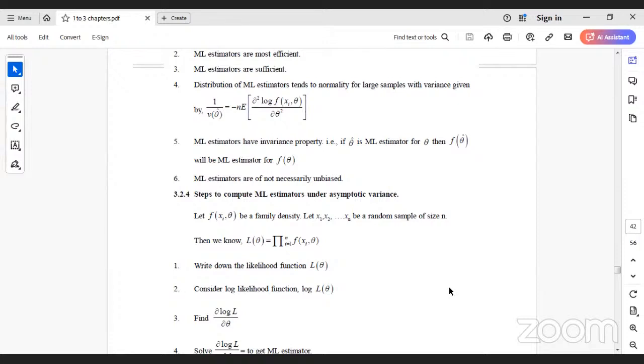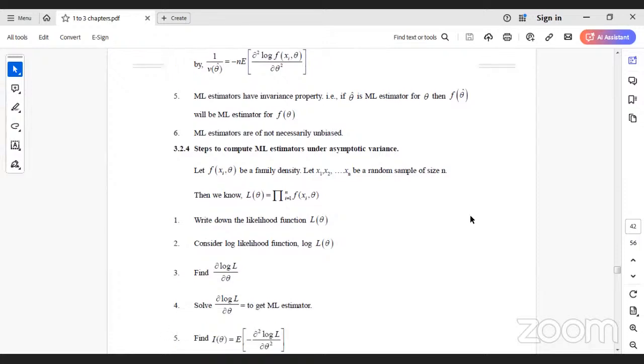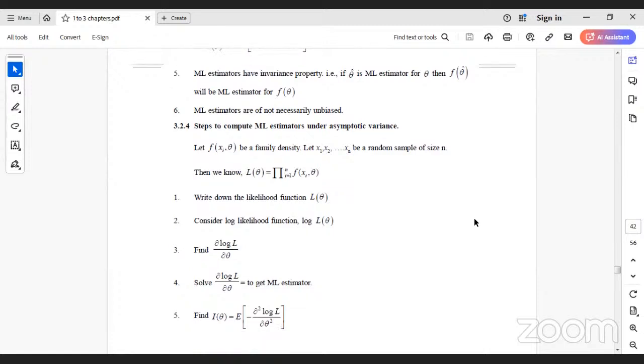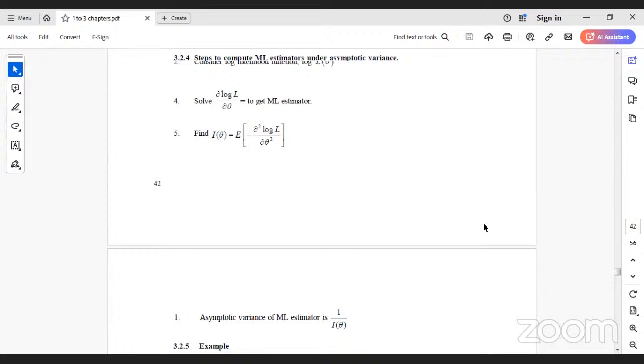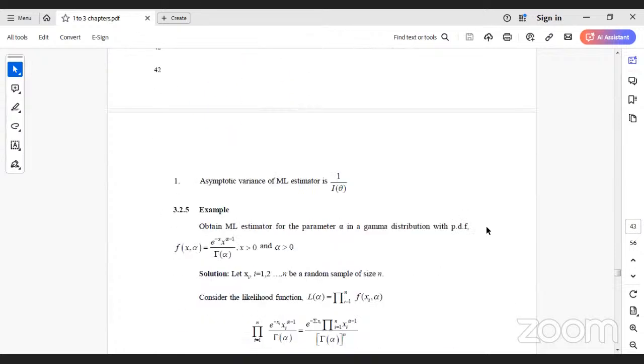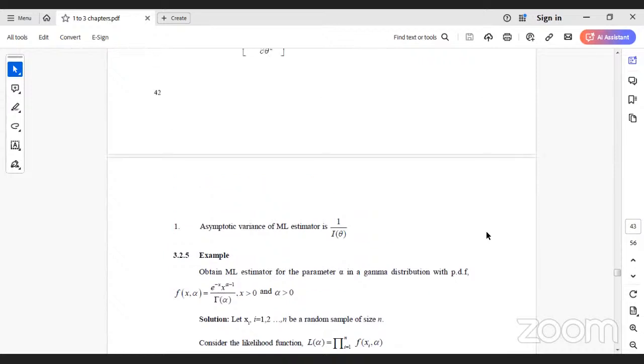Write down the likelihood function, the maximum likelihood function L(theta). Consider the log likelihood function log L(theta). Find ∂ log L by ∂theta. Solve ∂ log L by ∂theta = 0 for the ML estimator. Therefore, E is equal to minus ∂² log L by ∂theta². This is the asymptotic variance of the ML estimator of 1 by theta.